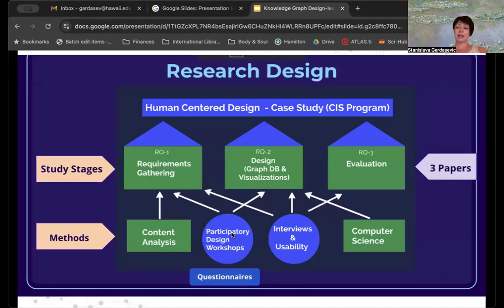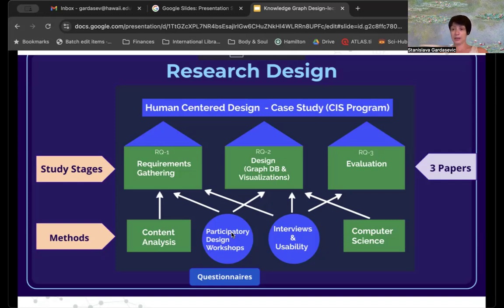This is the research design of my study. As I said, it's a human-centered design study where the humans are in the center of the design effort. And there are 3 stages to this study that were published through 3 papers. So this is a 3-paper dissertation. The first stage is requirements gathering. The second stage is around design of the graph database and visualization. And the third phase is evaluating this graph.